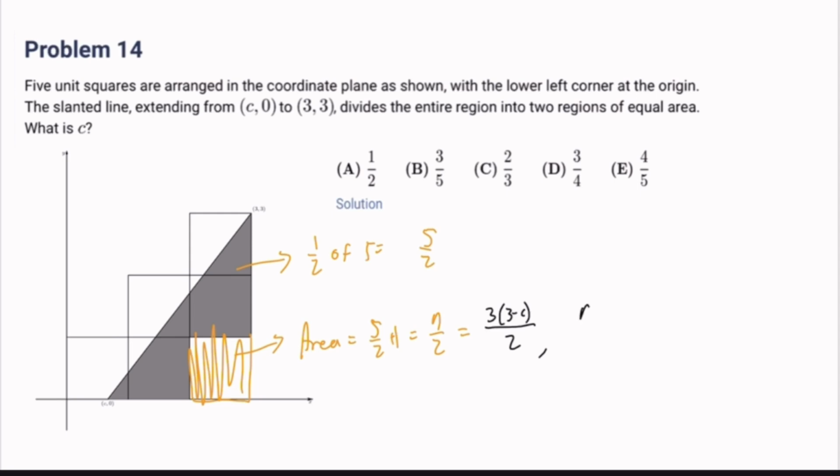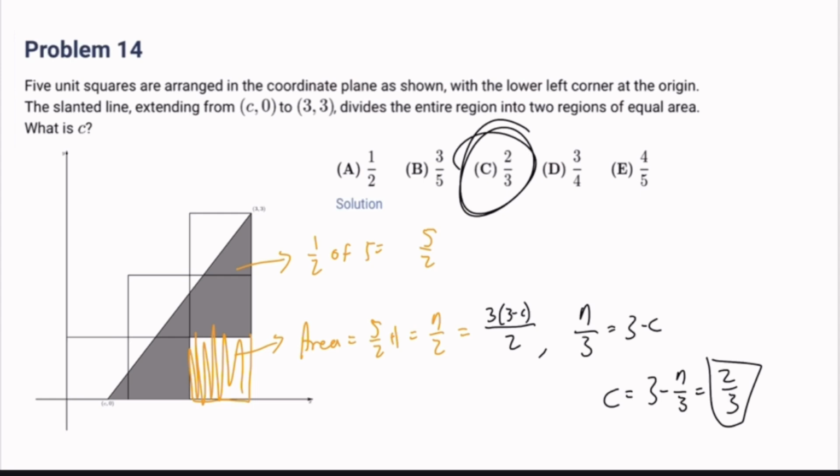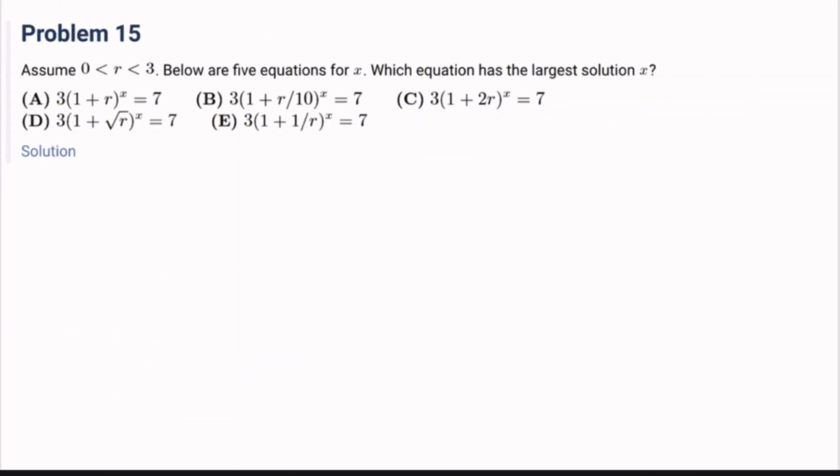And so 7 over 3 equals 3 minus C. That means C equals 3 minus 7 over 3, which is equal to 2 over 3. C is 2 over 3. So this is our answer. It's C.